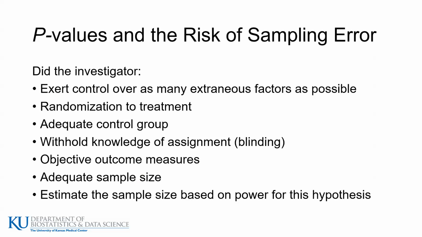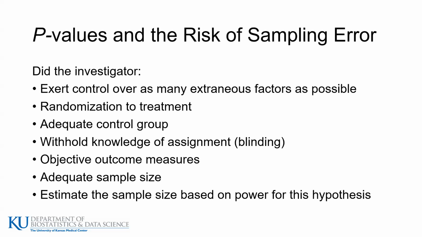So the p-value gives us some measure of the risk of our sampling error, but there's also other sources of error that we talked about last time in our experiment. When interpreting the p-value, we want to know, did the investigator exert control over as many extraneous factors as possible? So is our observed treatment effect actually the result of the difference in treatments, or is it the result of some other factor that may be influencing our study?